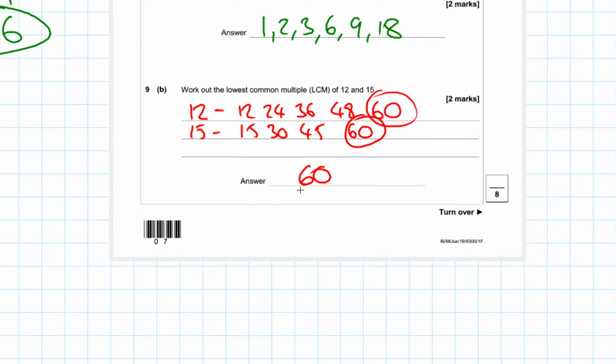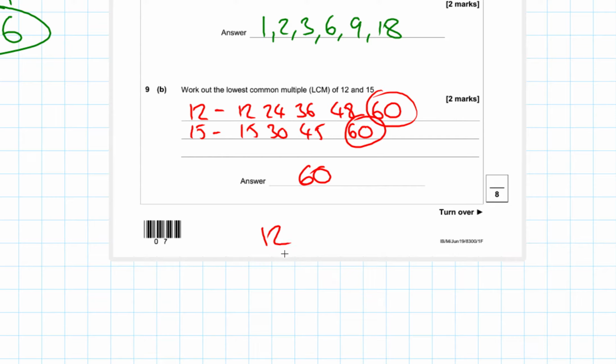So 60 divided by 12 is equal to 5, and 60 divided by 15 will give 4. So that's the lowest common multiple. The other way of doing it is to look at the prime factors. So 12 is equal to 4 times 3. So if you do the prime factor tree, this one is a bit more useful for really complicated ones.